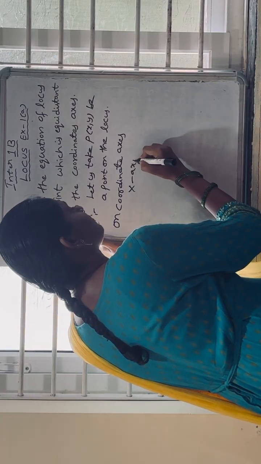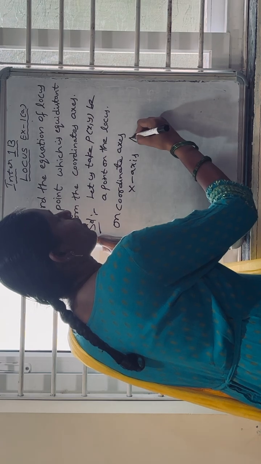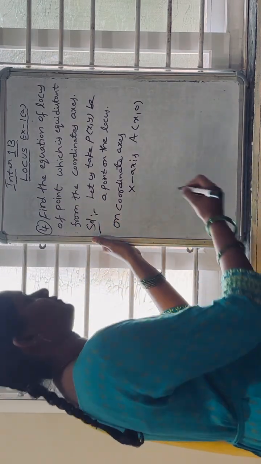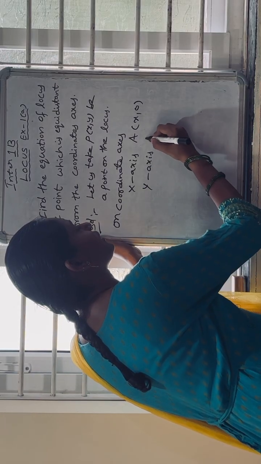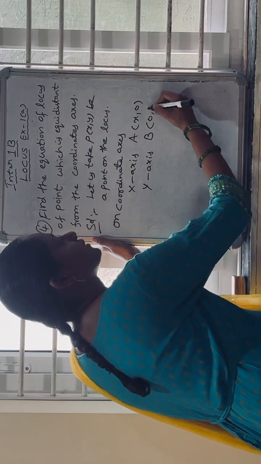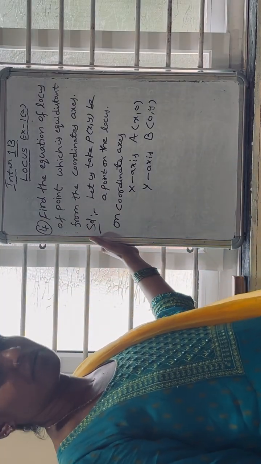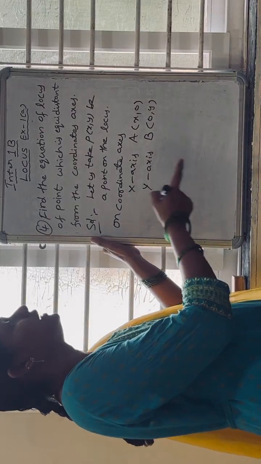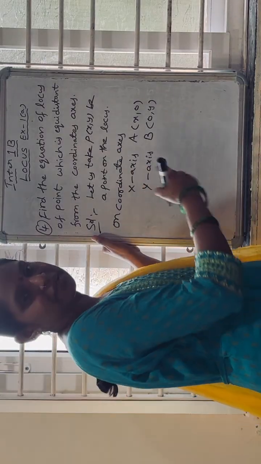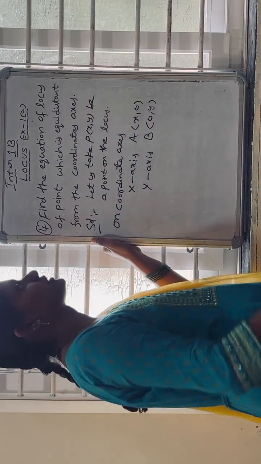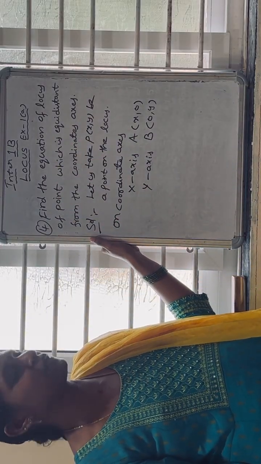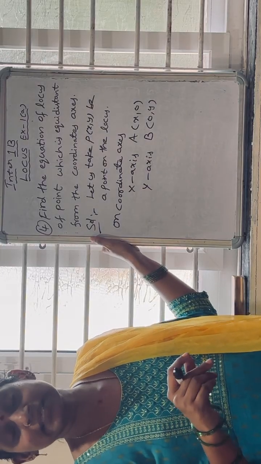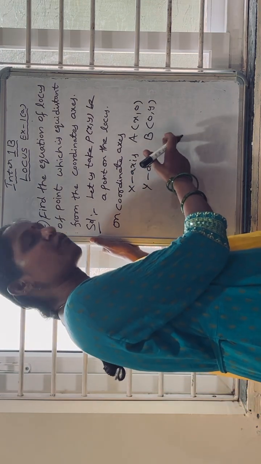On the x axis I am taking a point A. On the x axis, y coordinate is 0. Next, on the y axis I am taking B. On the y axis, x coordinate is 0. Now what is given? The distance of P from these points is equal. Find the equation of locus of a point which is equidistant from the coordinate axes. So P is a point on the locus that is equidistant from the coordinate axes. On the coordinate axes I am taking points A and B.